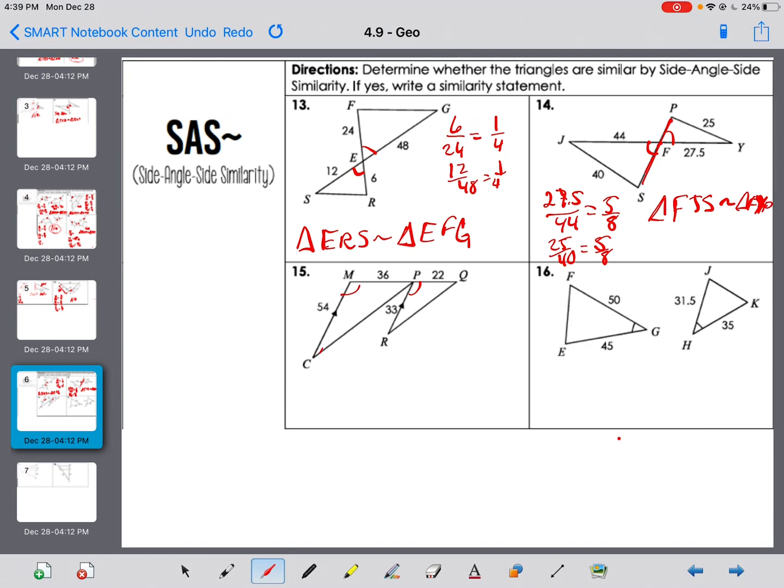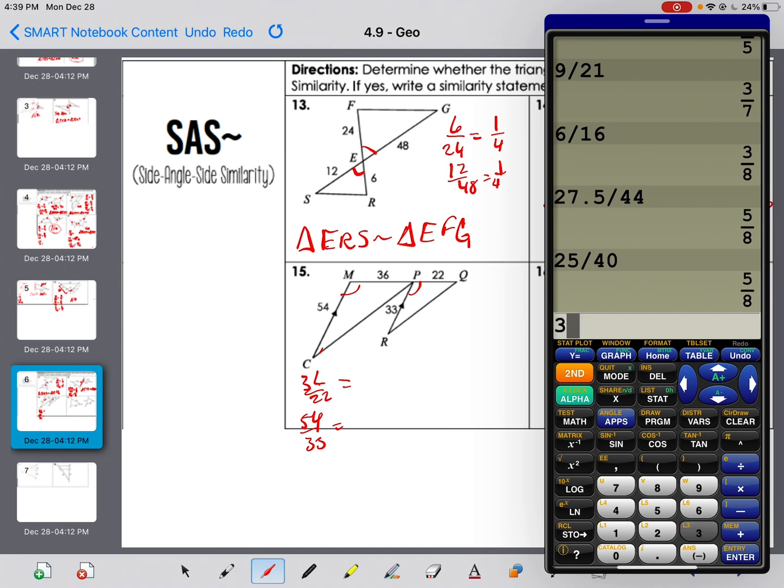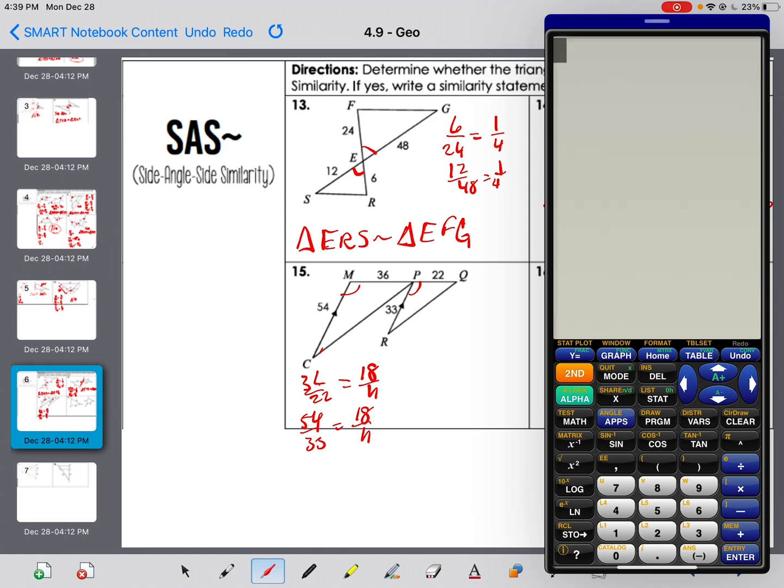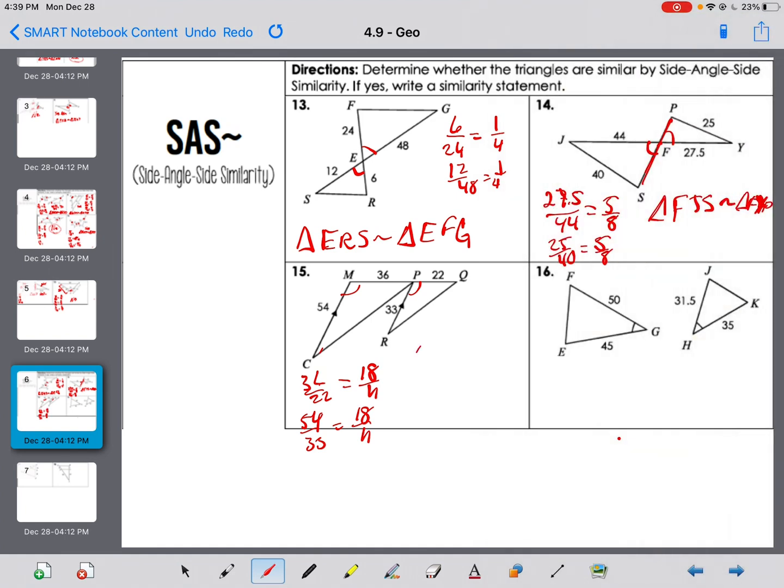And they are sandwiched between. So now we just need the proportions to hit. So 36 over 22 should be the same thing as 54 over 33. Are they? 36 divided by 22 is 18/11, 54 divided by 33 is 18/11. That's a yes. So, triangle CMP is similar to triangle RPQ.